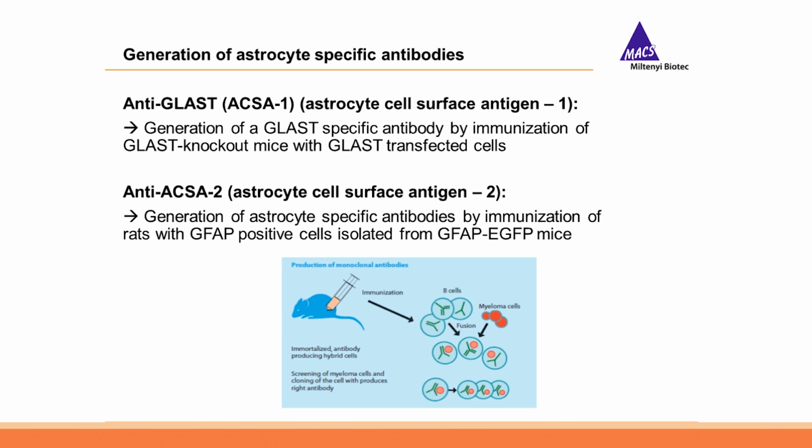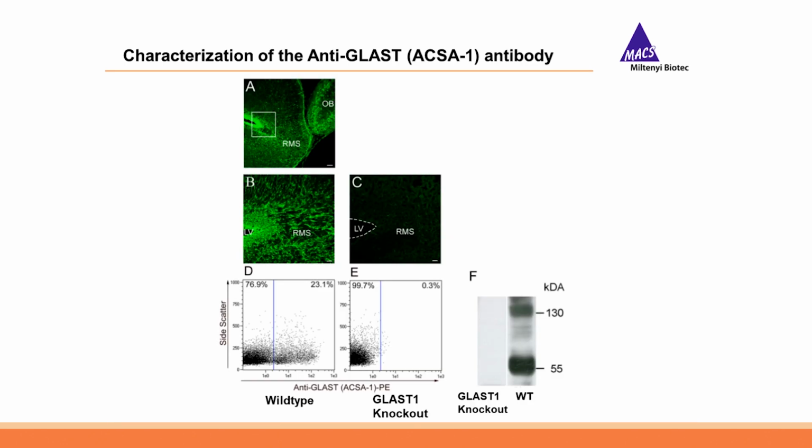Now we come to the characterization of both antibodies. In this slide, you see an immunohistochemical staining of a sagittal brain section of P1 wild-type mice with the anti-GLAST antibody in A and B. In that case, GLAST immunoreactivity was detected throughout the whole brain. But in contrast, no staining was observed in brain sections derived from GLAST knockout mice, as you see in C.